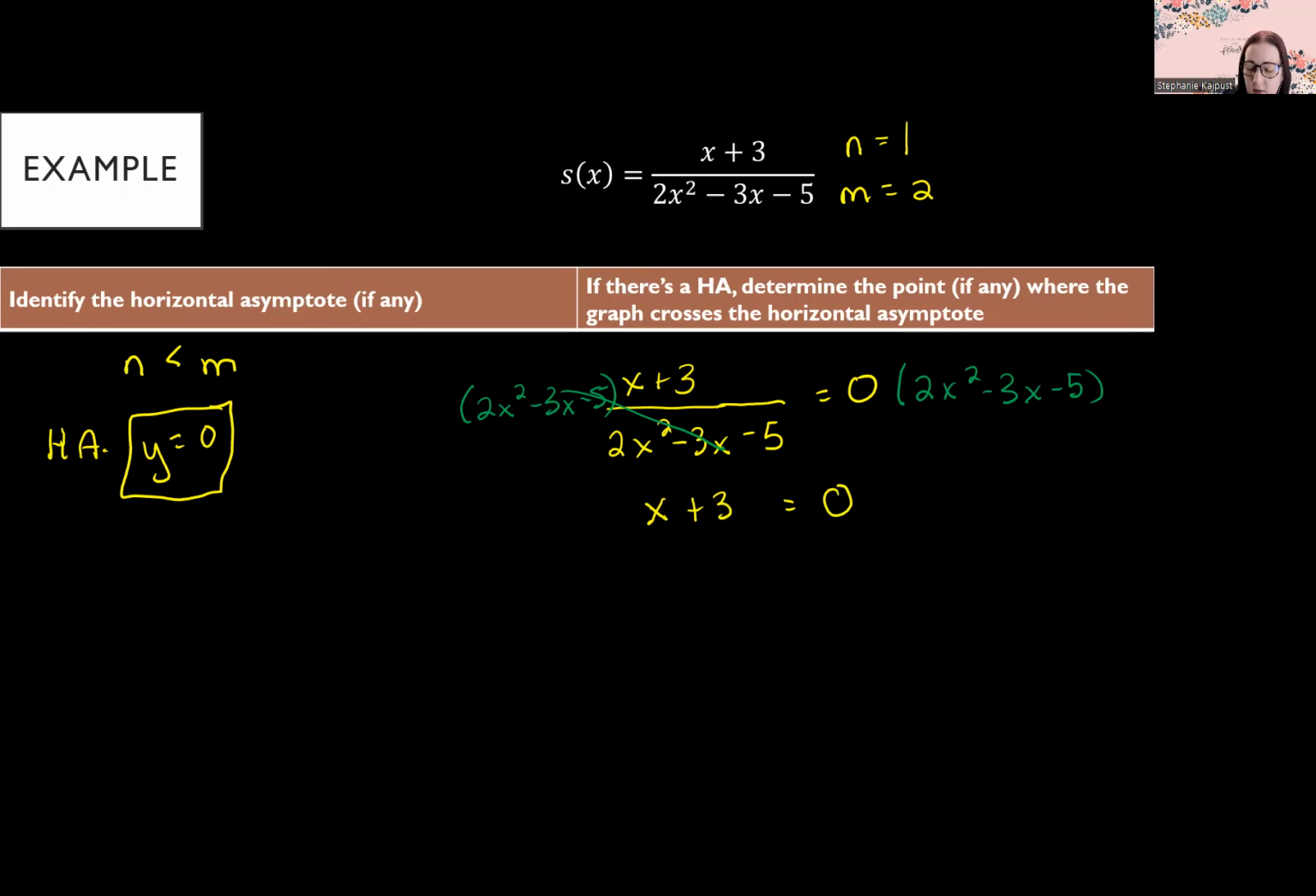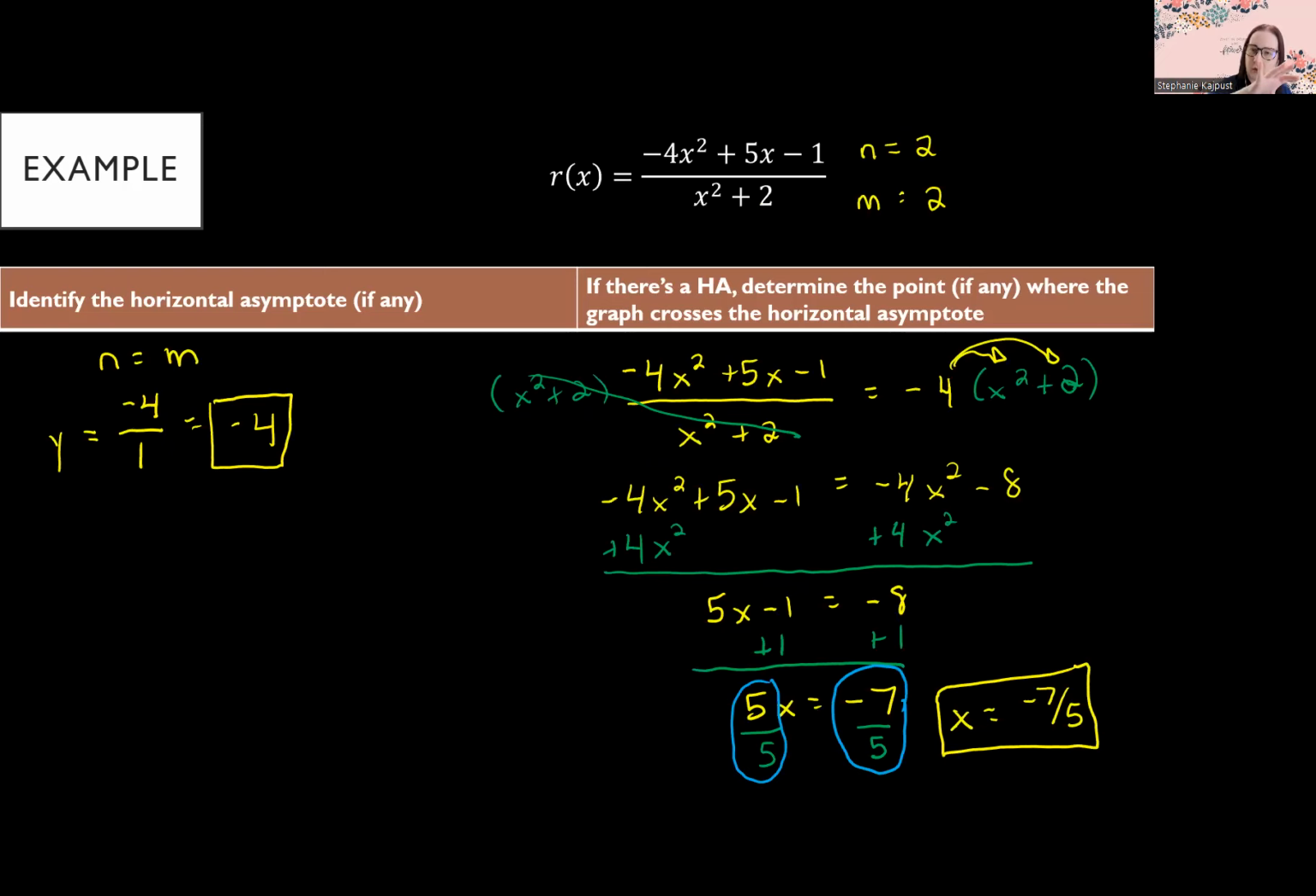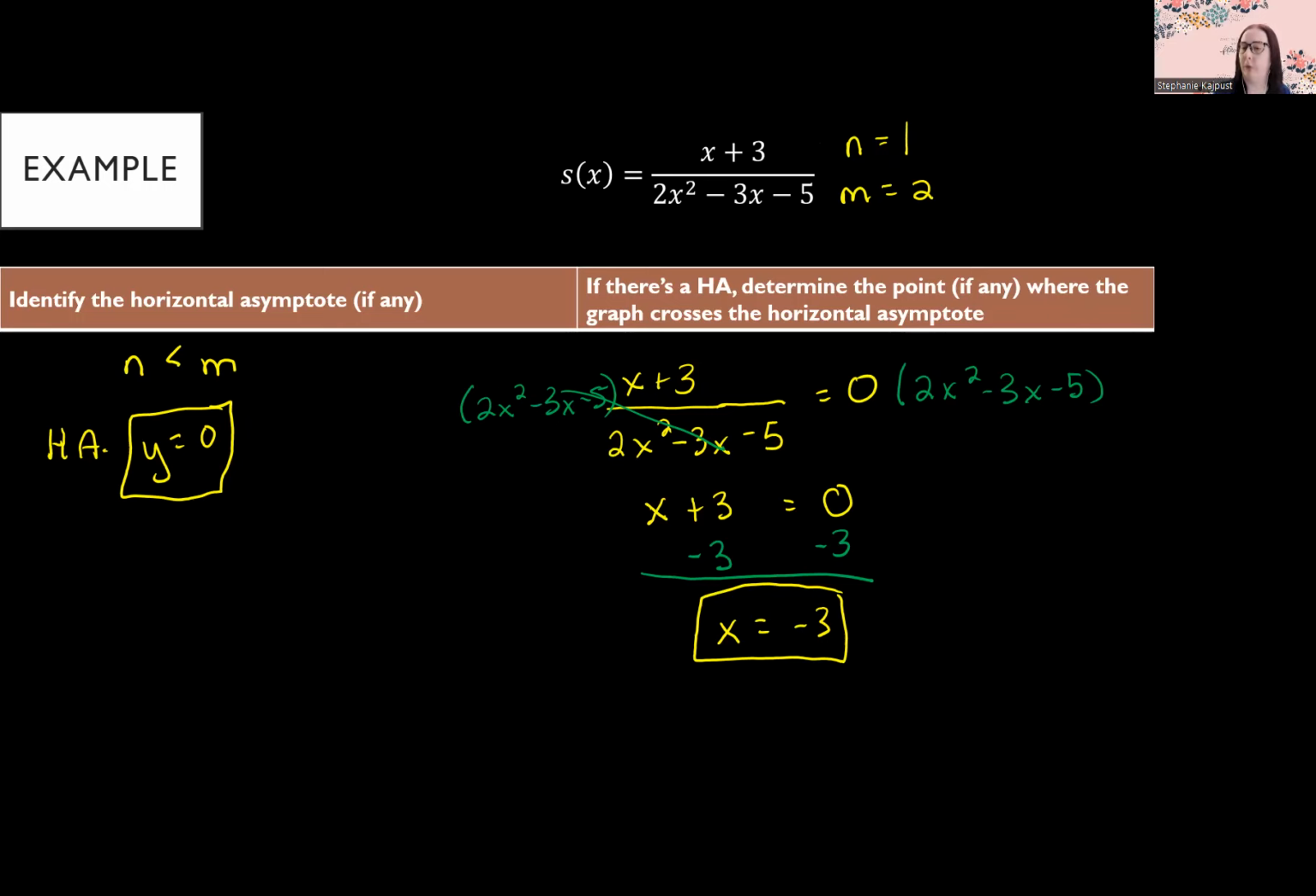So I can keep going. I can subtract 3 from both sides. So I'm going to solve for x. And that gives me x is equal to -3. So that means we are crossing the horizontal asymptote at -3. So this one, just like the other one that I crossed right here, we crossed the horizontal asymptote. This one we're also crossing the horizontal asymptote.